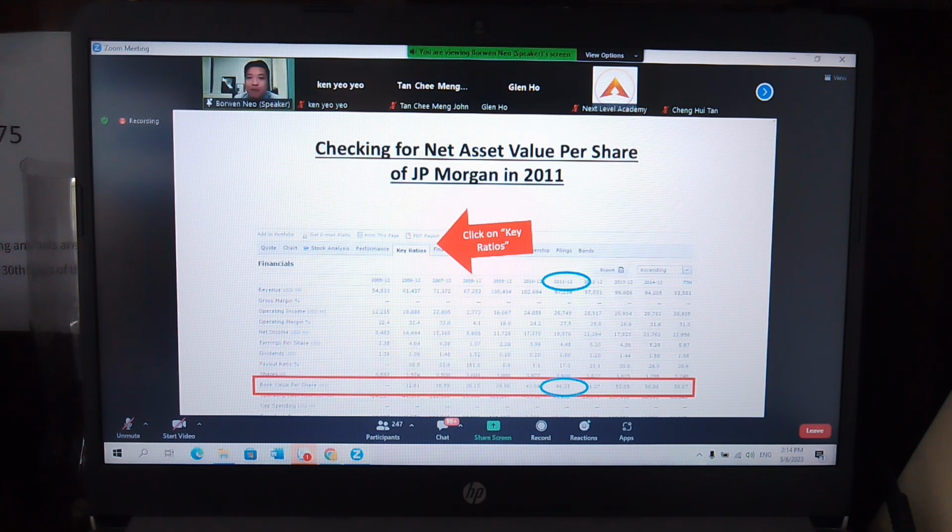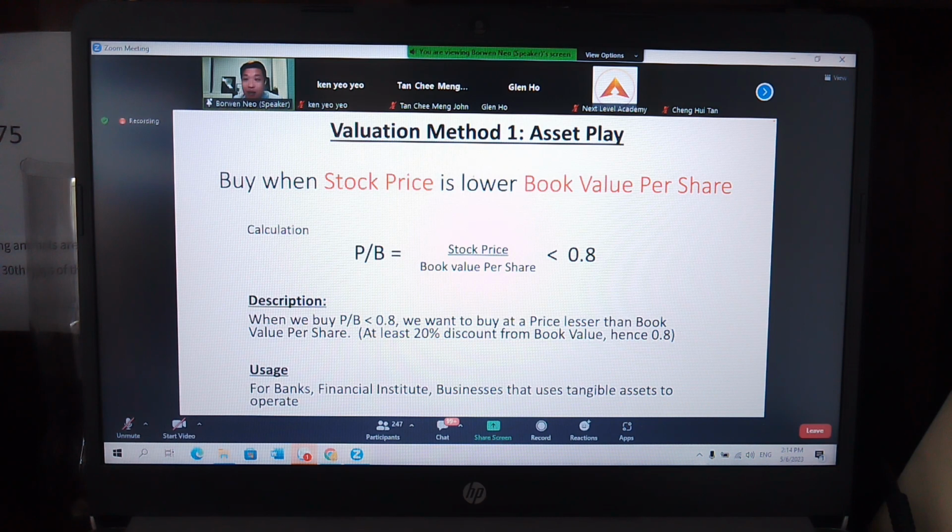So that is why when we use asset play, we want to make sure that we buy them 20% below the book value. Which also means that when I take the share price divided by the book value, it should be less than 0.8. That means a 20% discount. So using the $10 note example, if I have a $10 note, you want to buy from me, less than what price? Yes, exactly, less than $8.